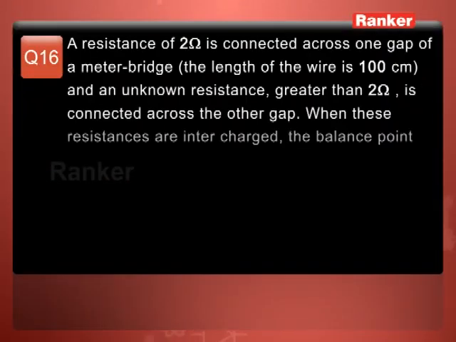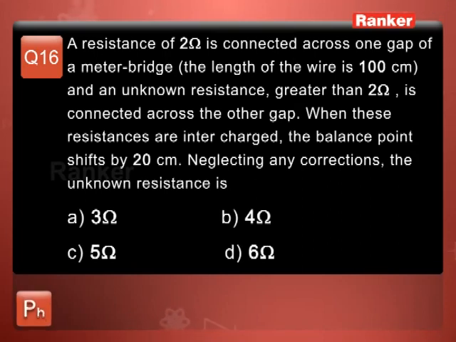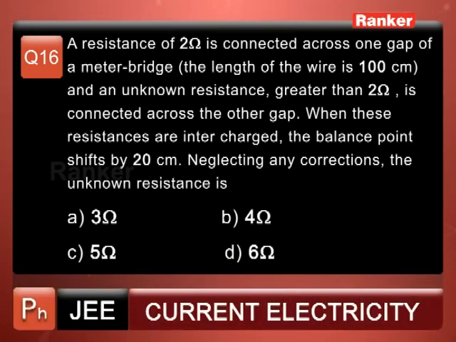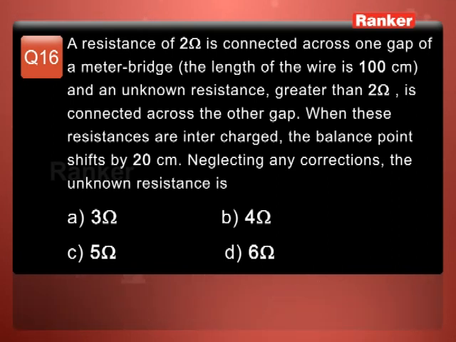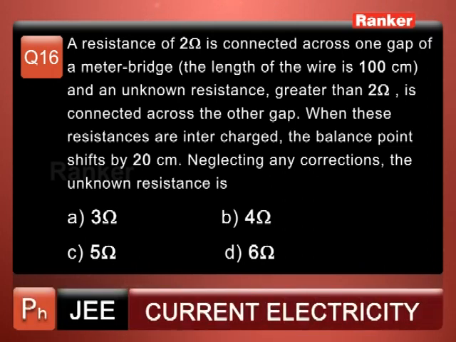Let us check problem number 16. A resistance of 2 ohm is connected across one gap of a meter bridge. The length of the wire is given as 100 centimeter. And an unknown resistance greater than 2 ohm is connected across the other gap. When these resistances are interchanged, the balance point shifts by 20 centimeter. Neglecting any corrections, the unknown resistance is how much?